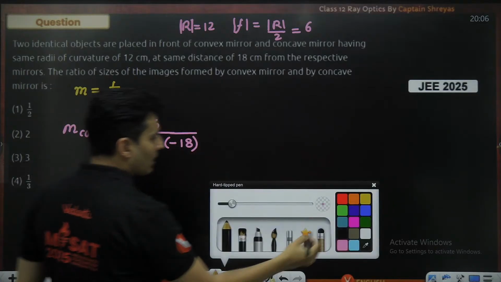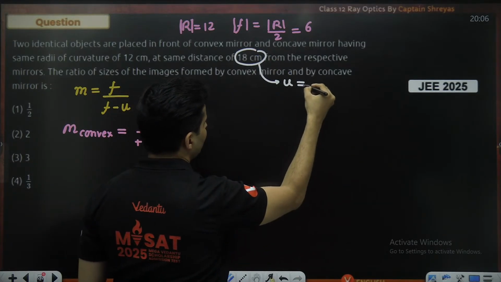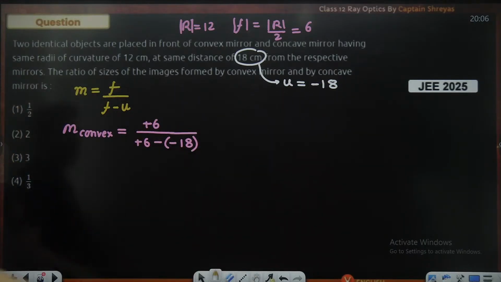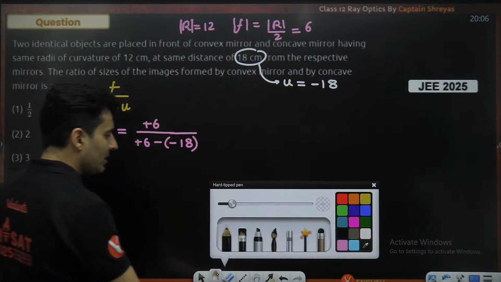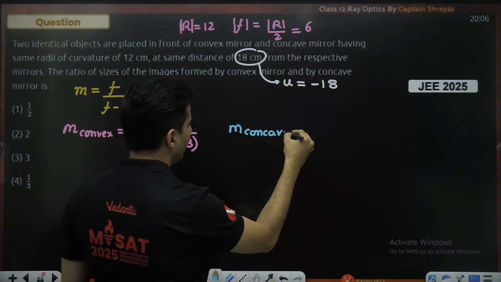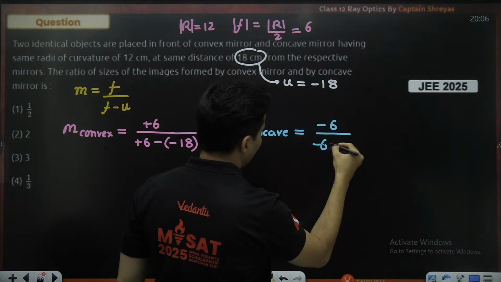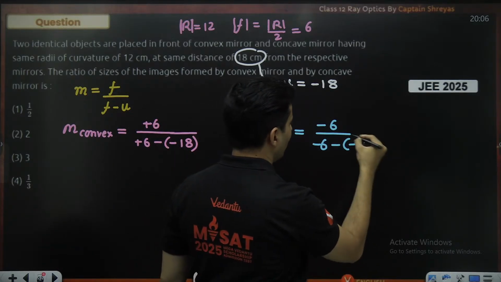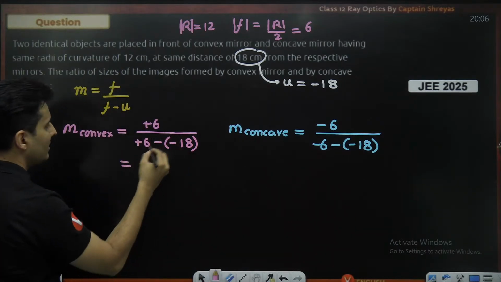Can you see that? Right over here. This tells me U is 18, but it is real. So it is minus 18. Why is focal length positive? Because it is convex. That's it. Same thing when I do it for concave. I will say the focal length will be minus 6. Object distance will still be minus 18 only. That's the only difference. Let's solve it and see what we get.